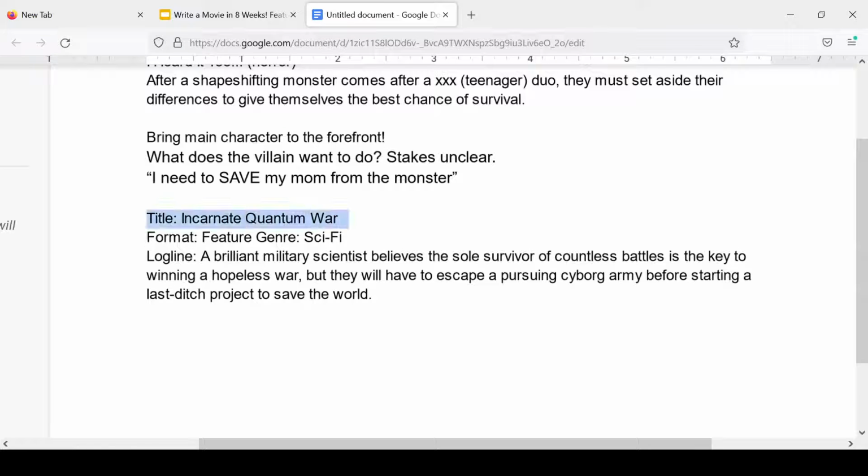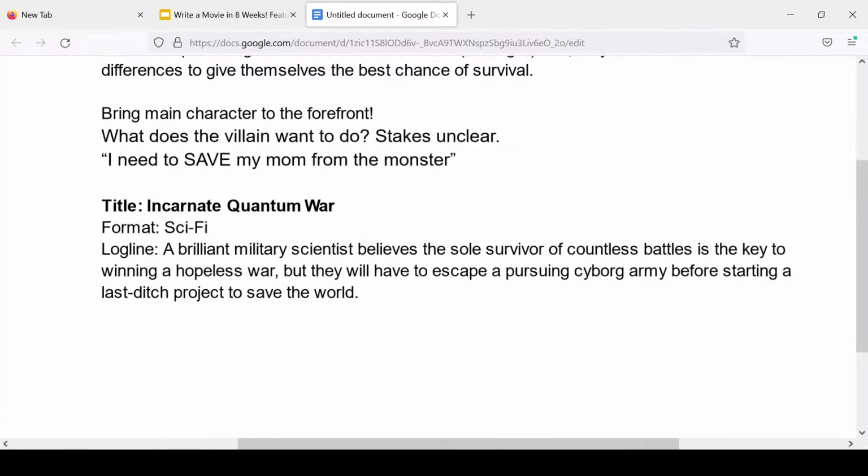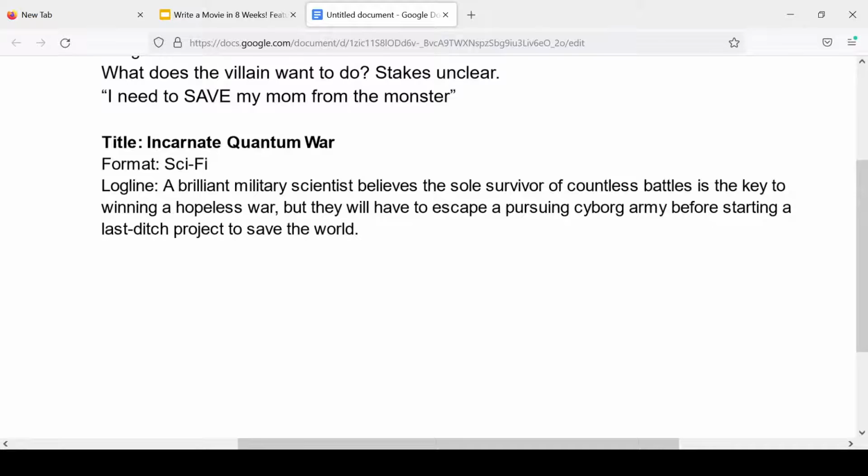All right, thanks for that. So, sci-fi movie. A brilliant military scientist believes the sole survivor of countless battles is the key to winning a hopeless war. Okay, but they will have to, who's they? Both of them? The scientist and that soldier. Oh, okay, so they have to team up, basically.